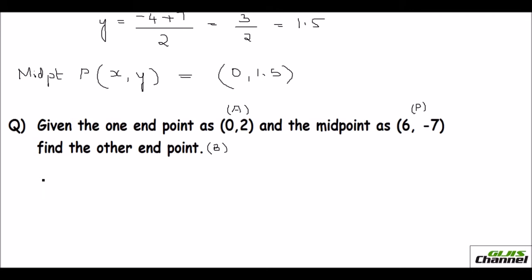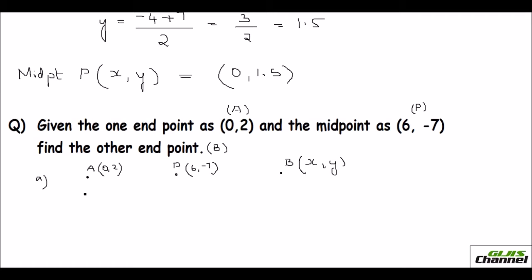The first way of doing it is the number pattern method. I write the point A here and the midpoint P here, and my B should be over here. We know A is 0 comma 2 and the midpoint is given as 6 comma -7, and this is what you need to find, x comma y.